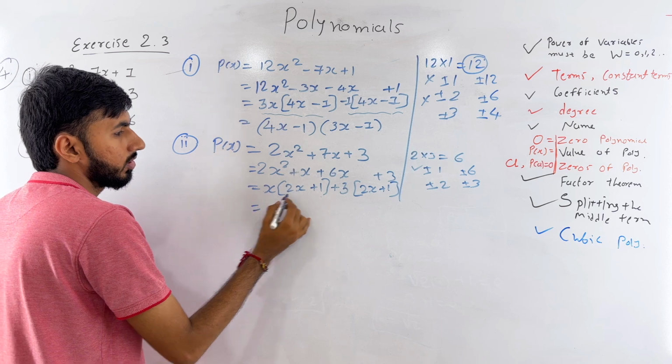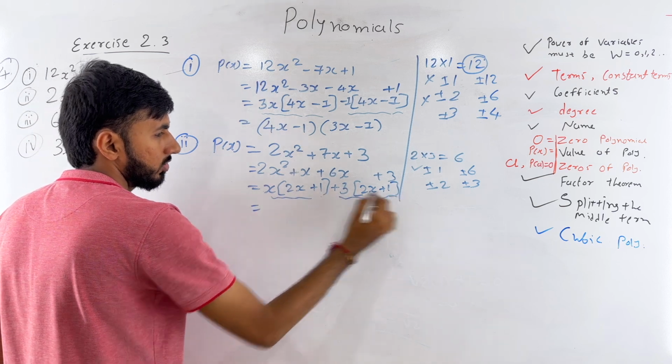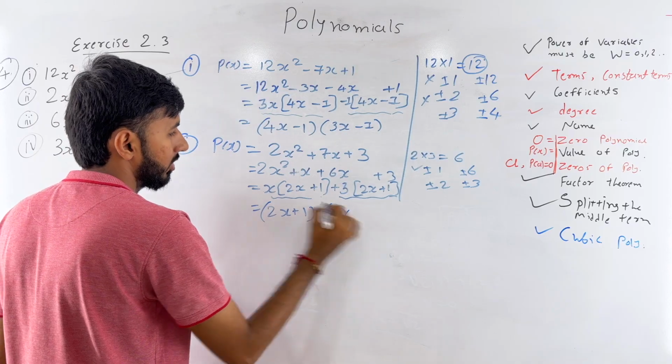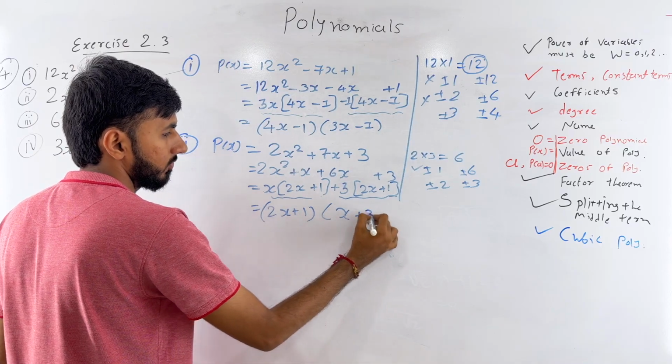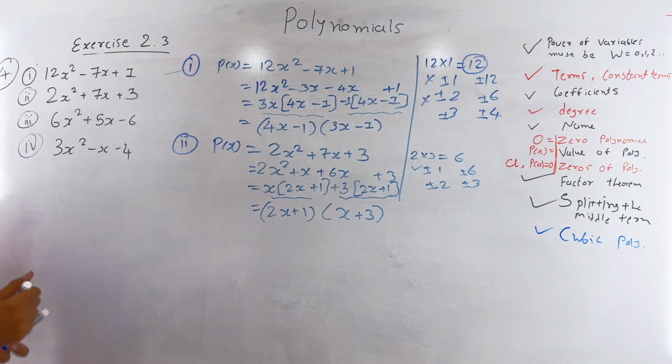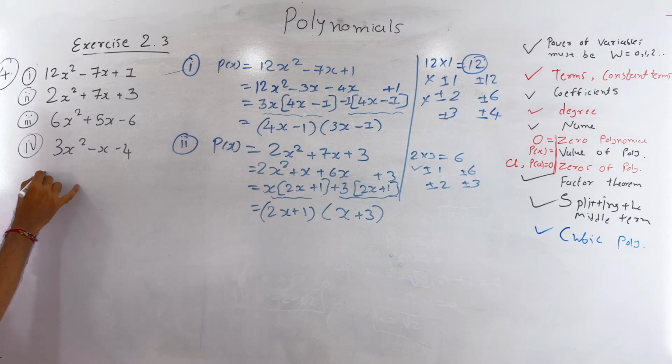Now 2x plus 1 is common for these two terms, so take it out and I can write ax from here and plus 3 from here. This is my answer, right? Very simple. Now we will see the third one.